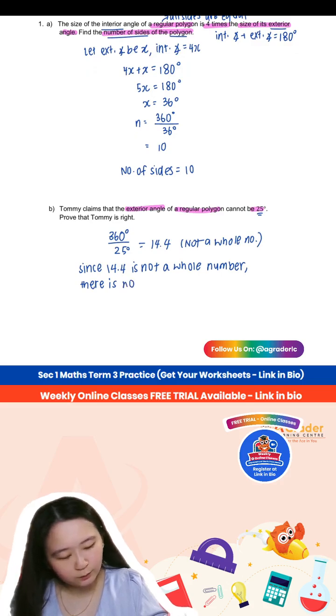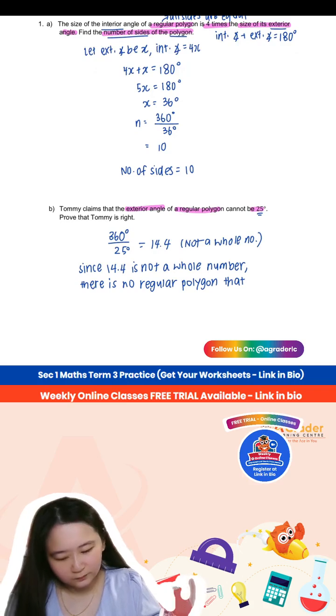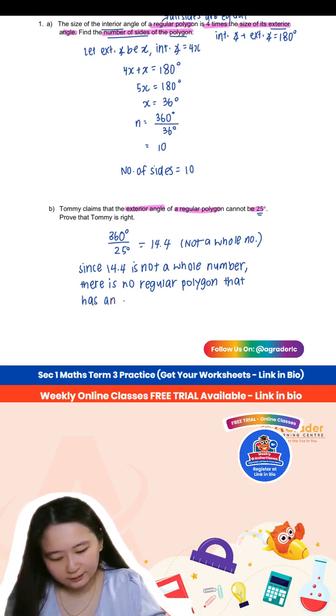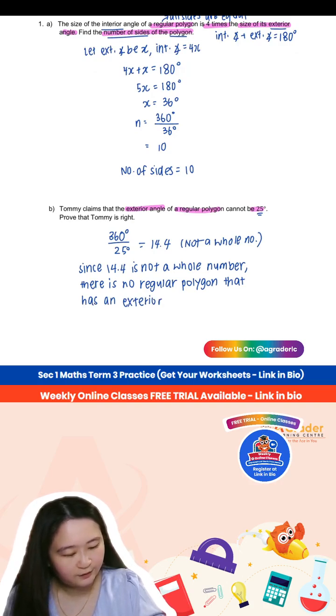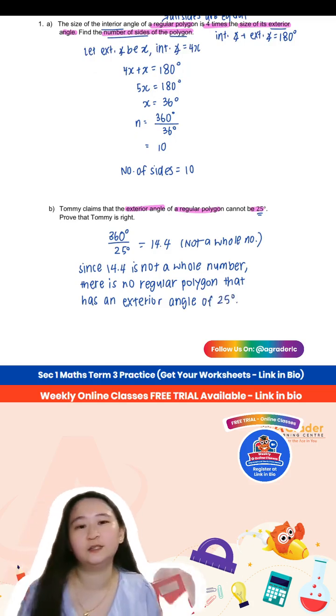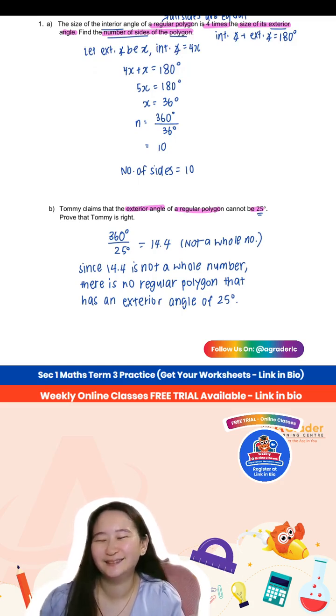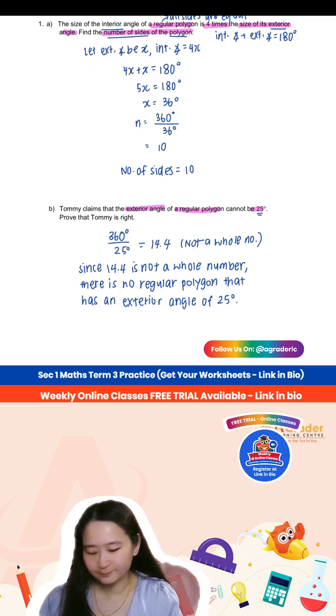Okay, so since 14.4 is not a whole number, there is no regular polygon that has an exterior angle of 25 degrees. Okay, so that's for question 1.